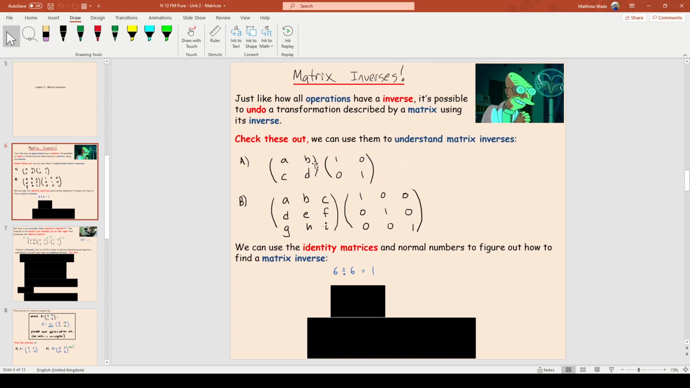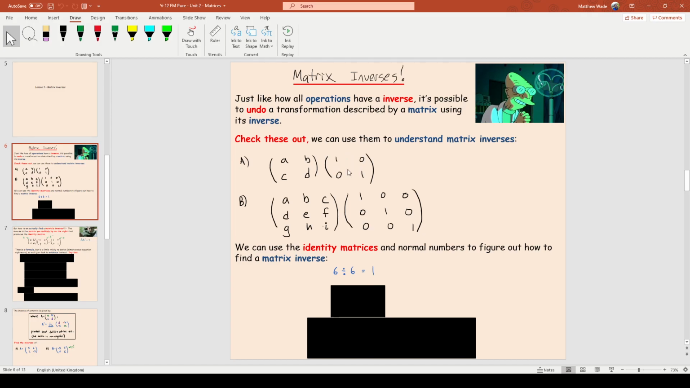Let's check it out. Here's what I've got for you. I've got a couple of 2x2 matrices and a couple of 3x3 matrices. I've got them completely general, so it's A, B, C, D, and this one is A, B, C, D, E, F, G, H, I. So completely general, no numbers at all. And I've multiplied them by these quite specific matrices.